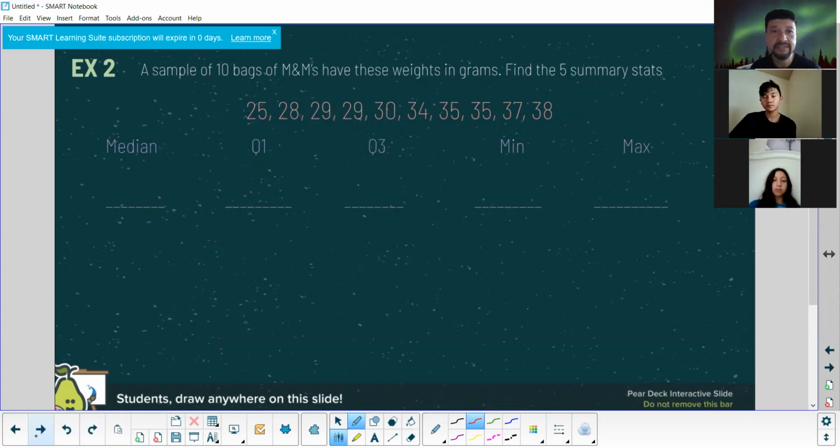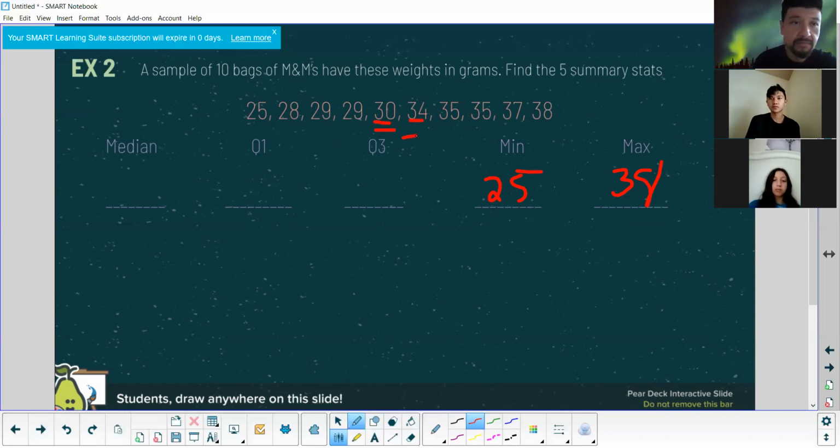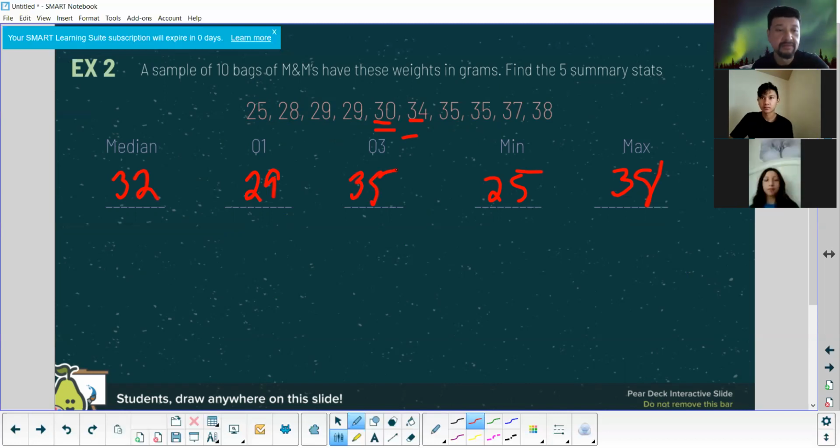go ahead and see, can you do a 5-number summary of this? Okay. So 25 is the minimum. The maximum would be 38. So there's 1, 2, 3, 4, 5, 6, 7, 8, 9. There's 10 numbers in here. So 1, 2, 3, 4, 5. The 2 middle numbers would be 30 and 34, and the average of that would be 32. So the median is 32. First quartile would be 29. And then the third quartile would be 35, right? Yeah, very good.